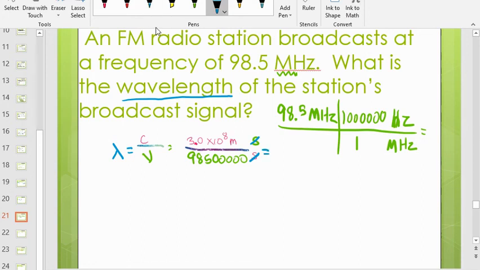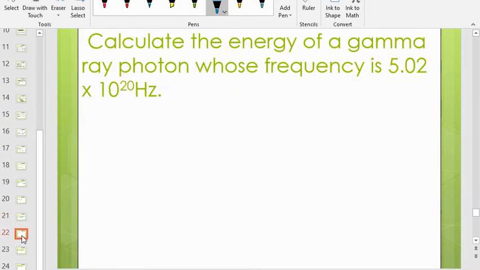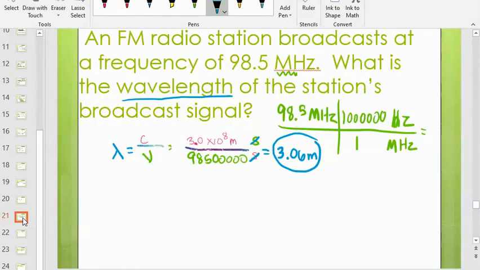It's a length. And so I'm going to take my values here, divide them out, and I end up with 3.06. Yep, 3 sig figs, and that's going to be meters. And that should be your answer to this problem. And then the next one that we're going to be doing is energy. And so we'll pick that up on the next video.